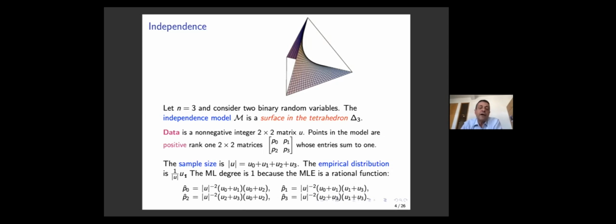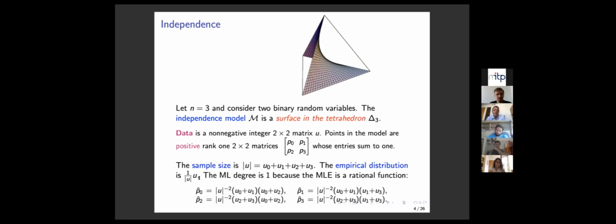And in this case, it's very easy to write down the maximum likelihood estimator. It's a rational function in the data. We teach this to freshman biologists at UC Berkeley. You calculate this by taking the row sums, you multiply the row sums by the column sums, and then you divide by the square of the sample size, and this gives you the maximum likelihood estimator. So there's a map from the tetrahedron onto the model, onto the rank 1 tables, and this is the formula.